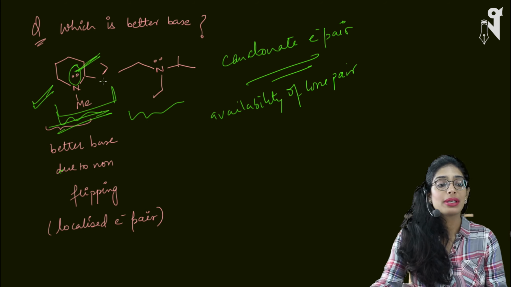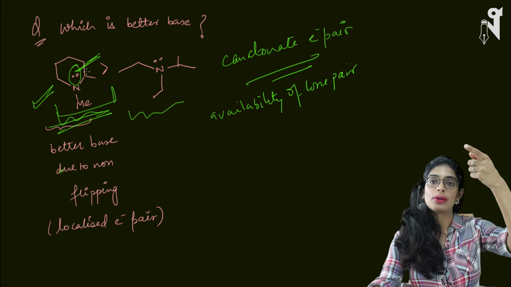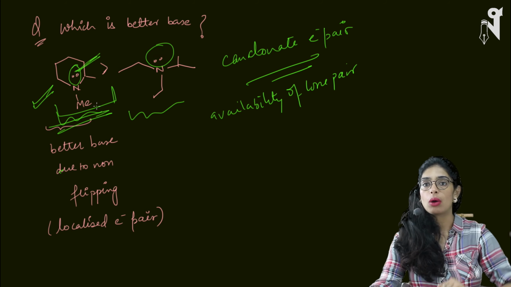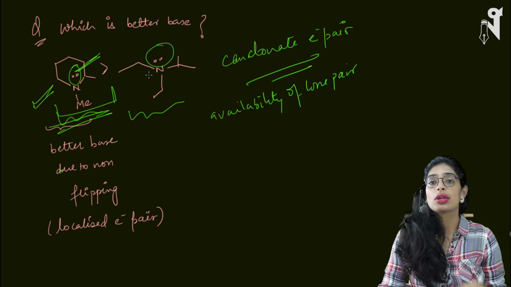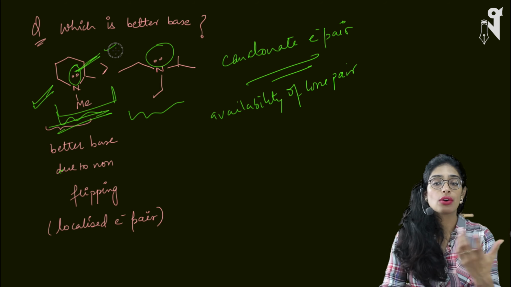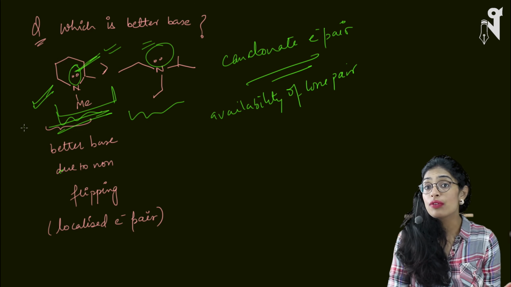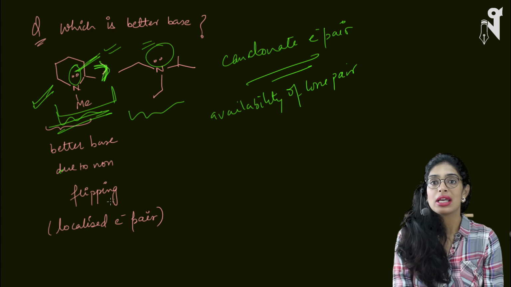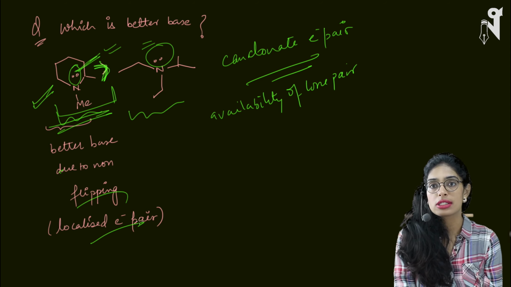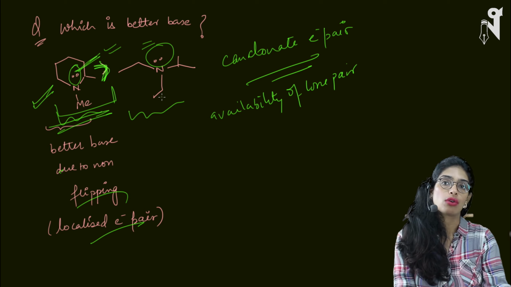So this lone pair will be static at its position, whereas this lone pair will be flipping up and down, up and down. So availability of lone pair is better here than here. If they ask you such a question, which of the two is the better base? Obviously the cyclic one is going to be the better base, because there is no flipping and the electron pair is localized. So this is another usage of this concept. There can be many other ways to find out the basic strength, but this is also one of those.